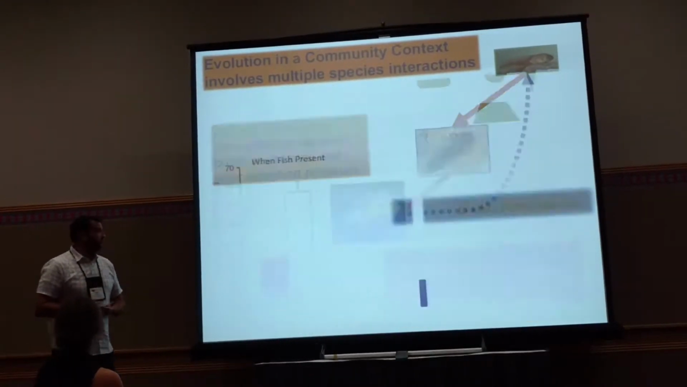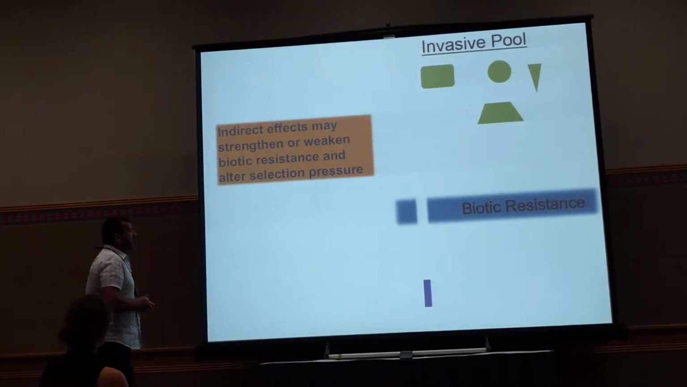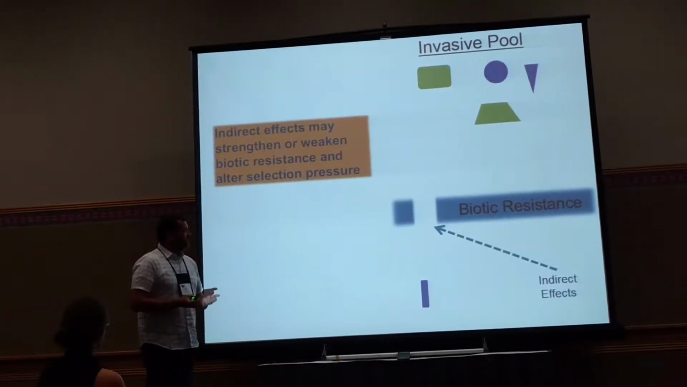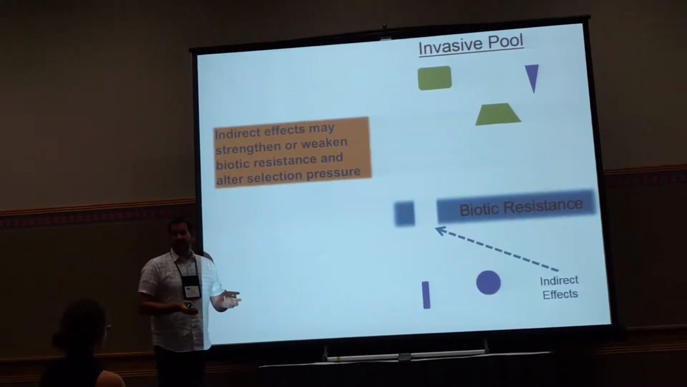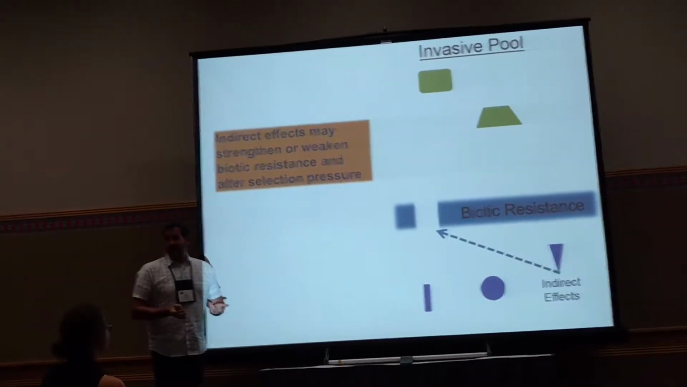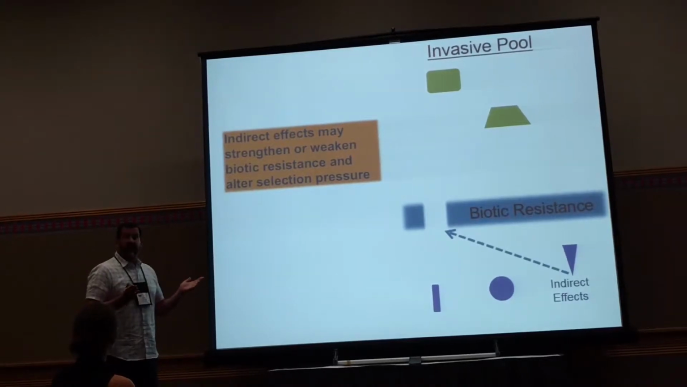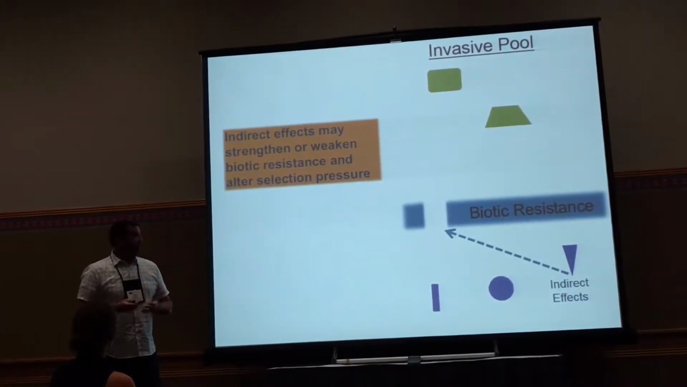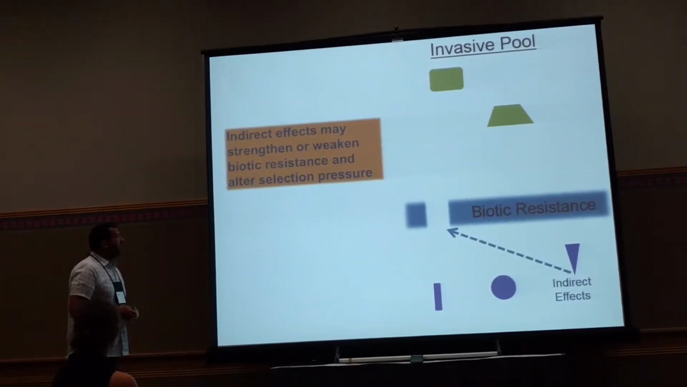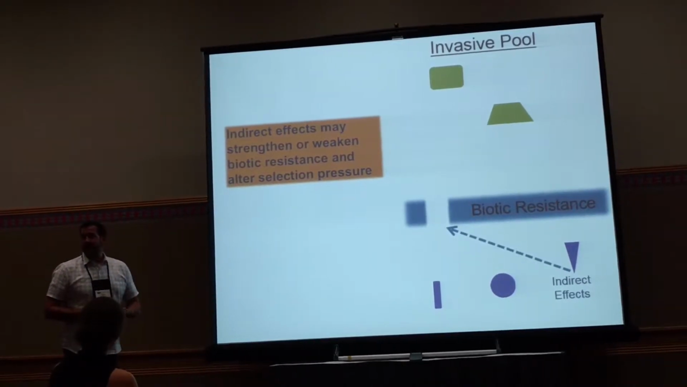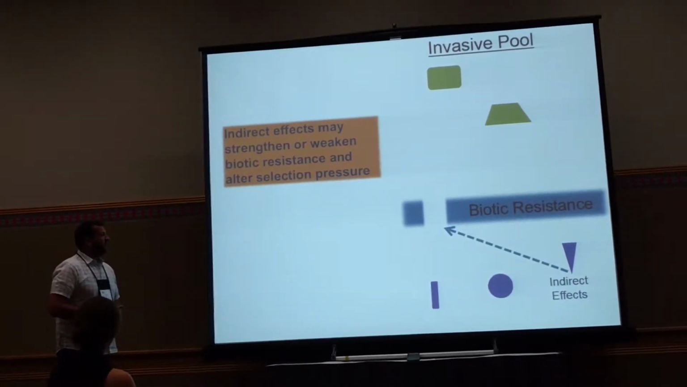but they might change the evolution imposed by that biotic resistance too. So it might be that if we add indirect effects into communities, instead of just some genotypes coming through, we might have more genotypes coming through. Or we could have the opposite. Those indirect effects might make the biotic resistance more effective rather than less effective. And so those have the potential to alter the selection pressure on that invasive species.